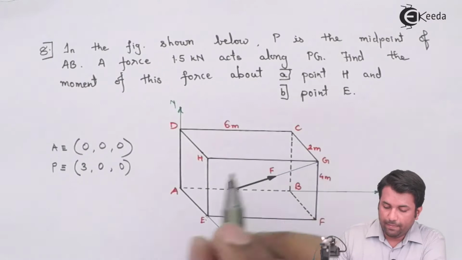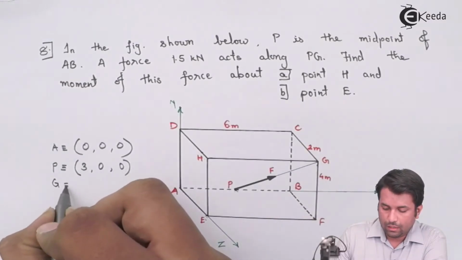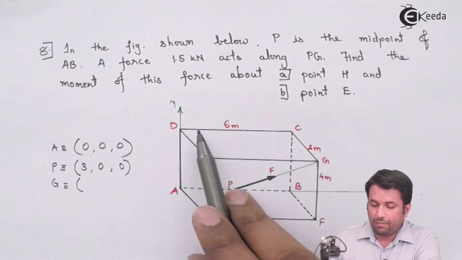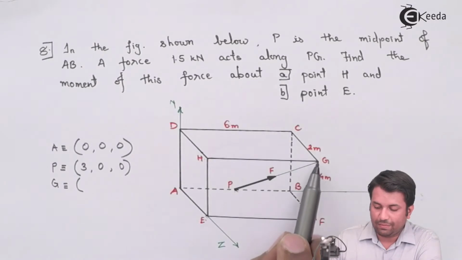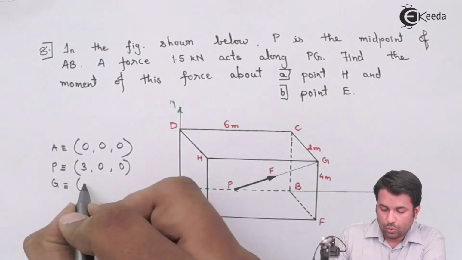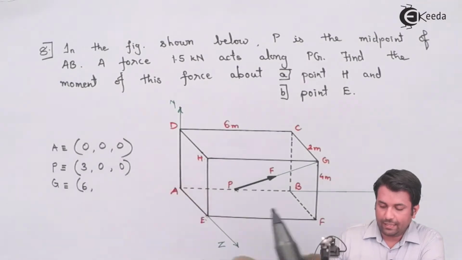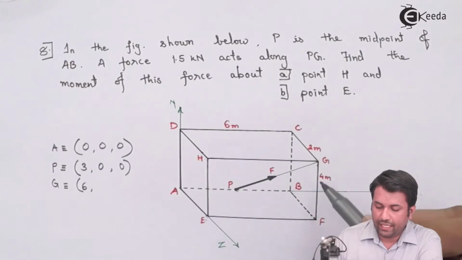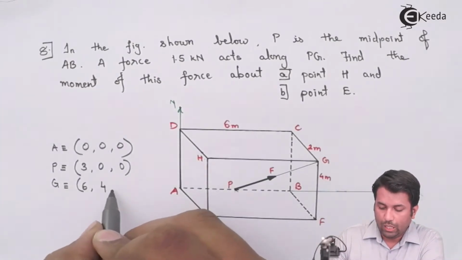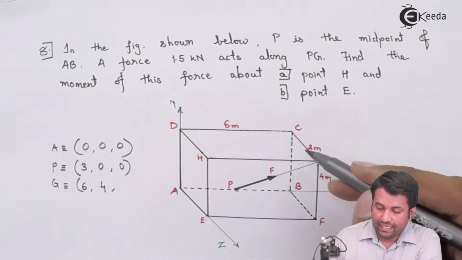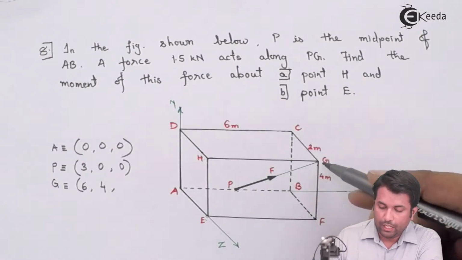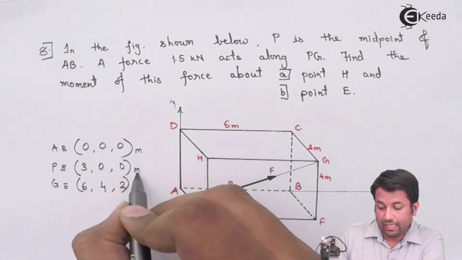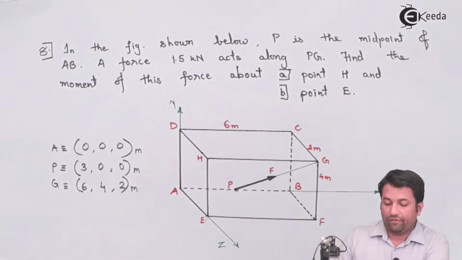First I'll do this G. Now I can see that G is lying at the extreme end of this box, that is 6 meters along x-axis. So x coordinate happens to be 6. I need to find out the y distance. Since this G is lying at the topmost end, that distance will be 4. And I need to find out the z distance. So this distance happens to be 2 meters. So this is how I determine the coordinates of the points.